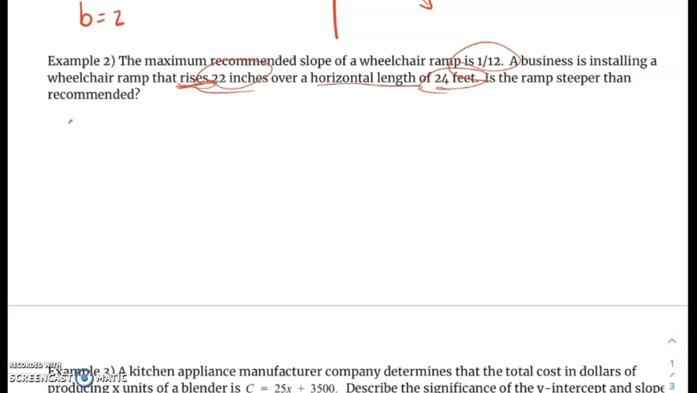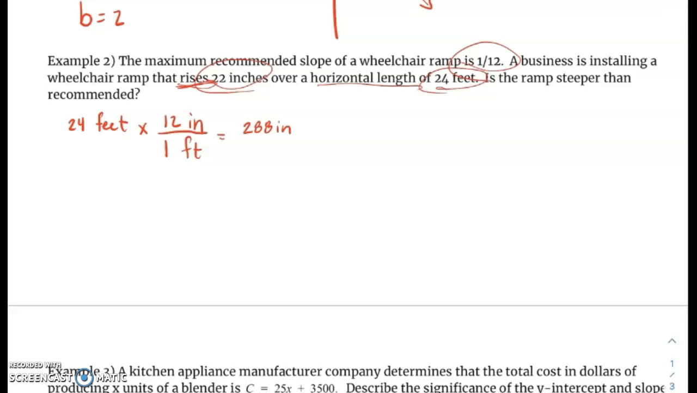So we're going to have 24 feet. Let's do some dimensional analysis. 1 foot is 12 inches. And so you're going to multiply 24 and 12. You're going to get 288. Okay, so now let's compare.